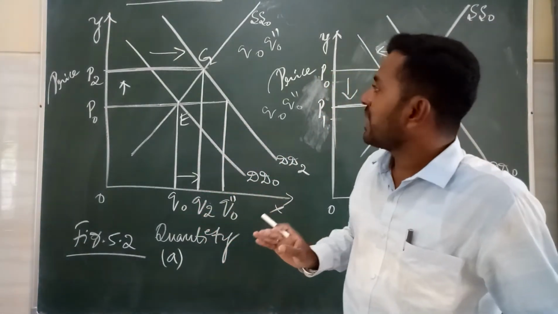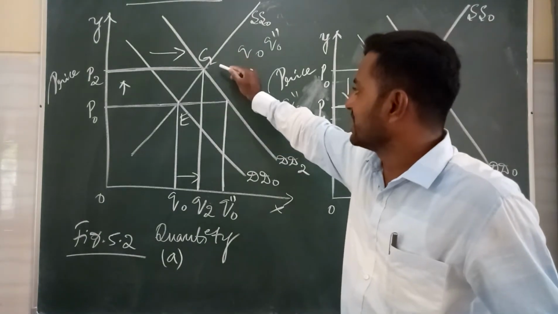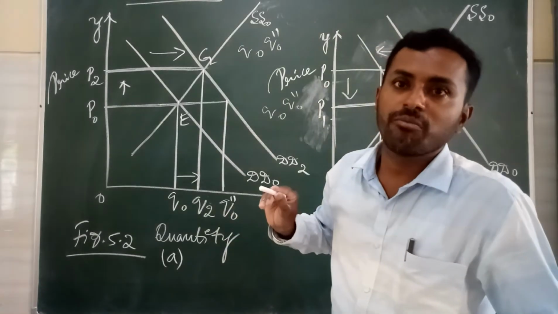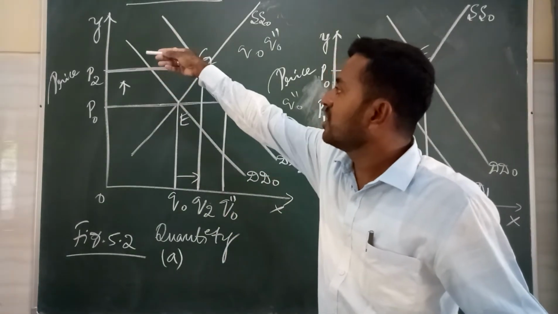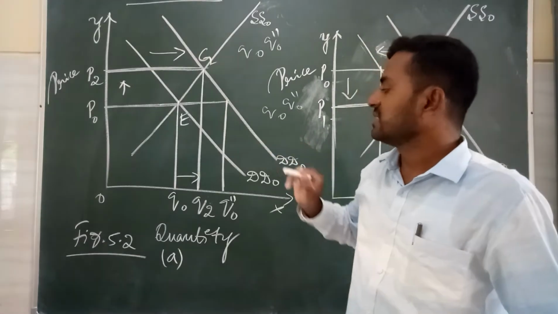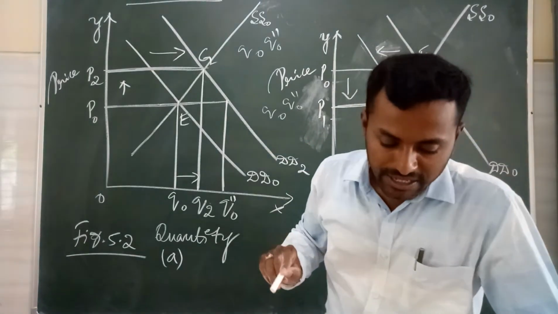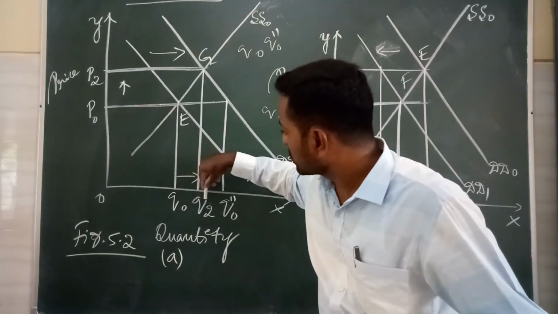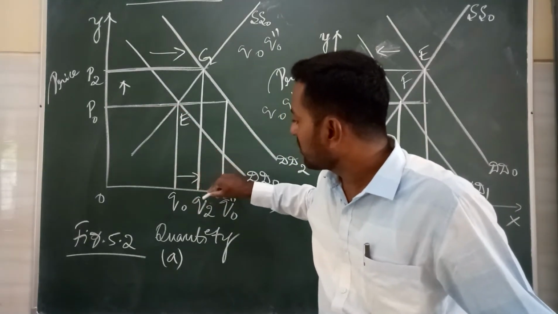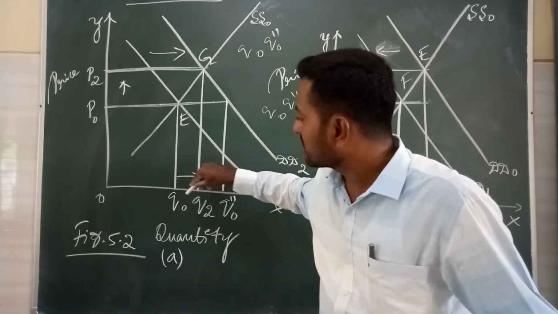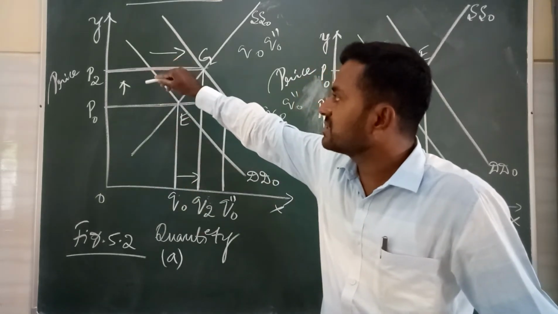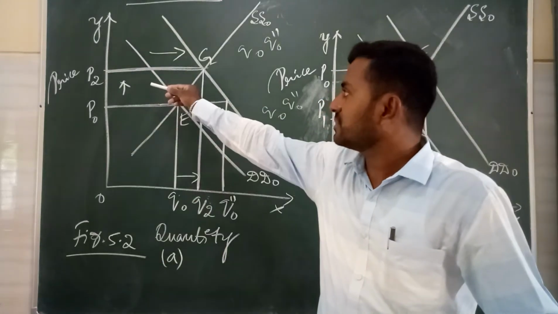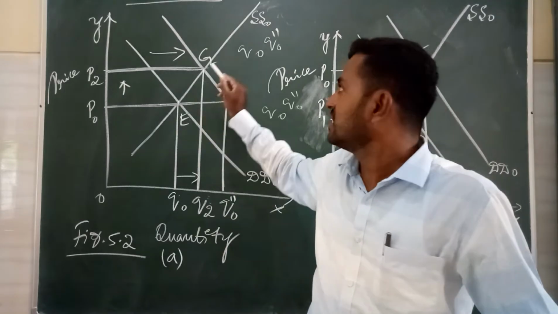Then the equilibrium point also changes. This is the initial equilibrium point, and G is the new equilibrium. Price increases from P0 to P2. At the new equilibrium point G, the equilibrium quantity is Q2, which is greater than Q0, and the price P2 is greater than P0.